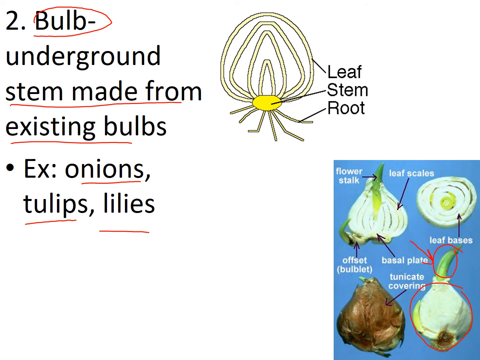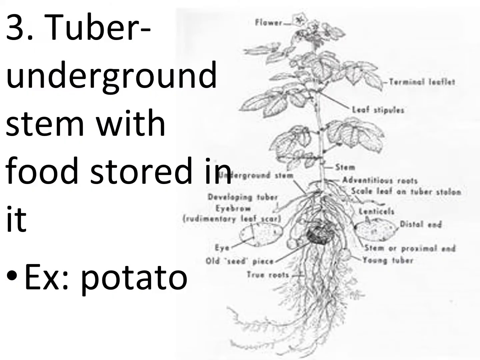Y'all ever seen the movie Hoss? And he would just pick up the onions from a pretty flower and then just start chewing it up, this big old bulb. Yeah.